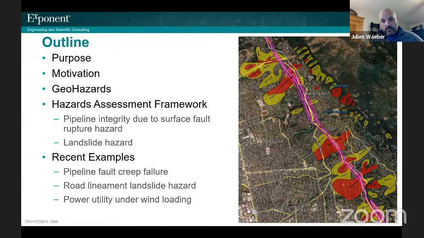And then we'll discuss in brief landslide hazards as well. I'll go over a few recent examples of why this is important: some examples of pipeline fault creep failure, the application of this framework to road lineaments with landslide hazard, and then some examples for power utilities under wind loading.